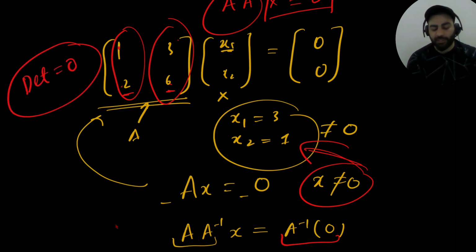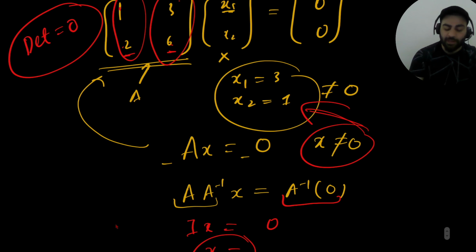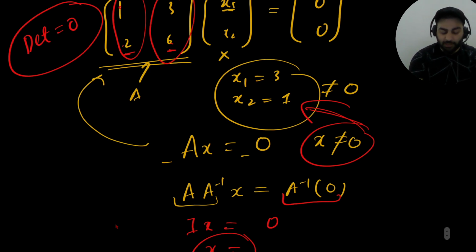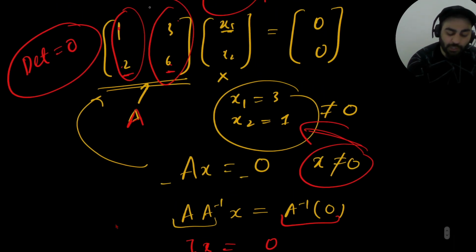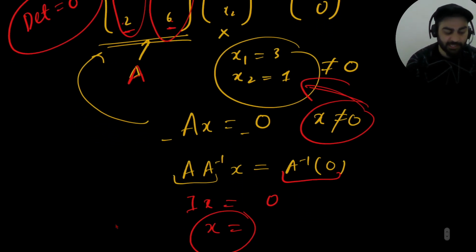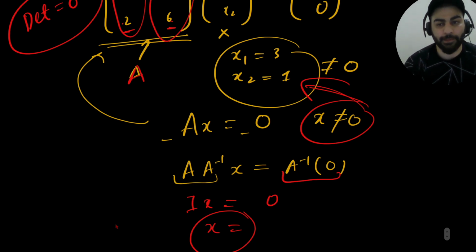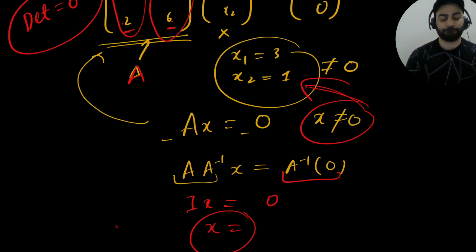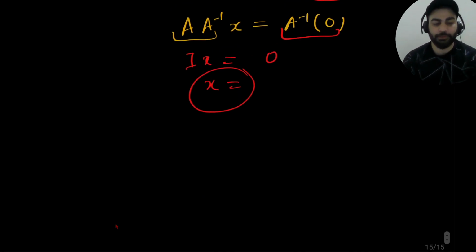So this is a singular case. Mathematically, I showed you the proof of why the inverse will not exist for matrices in which the rows, or these columns, are linearly dependent. Is it clear? Yes, sir. Nice. So that was the case of singularity and inverses.